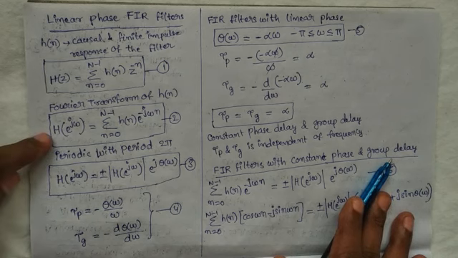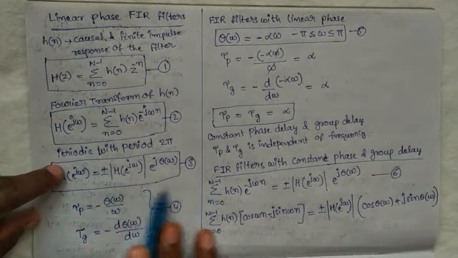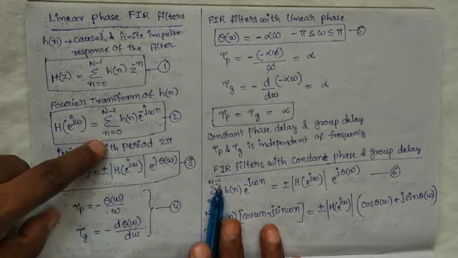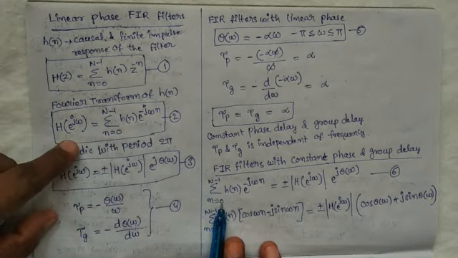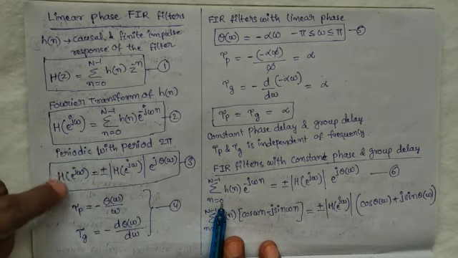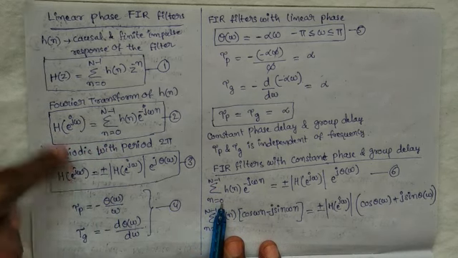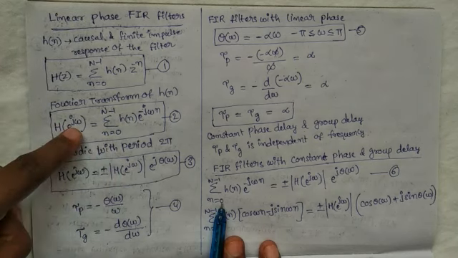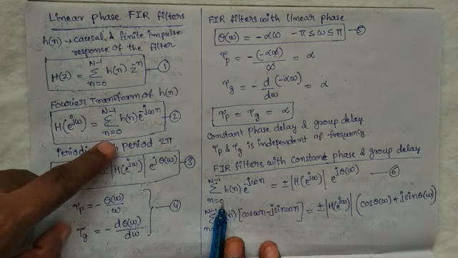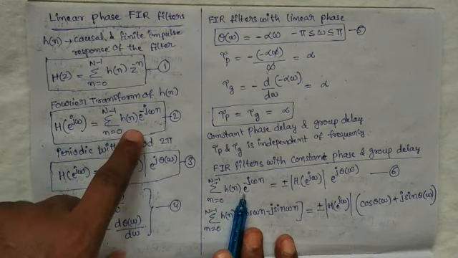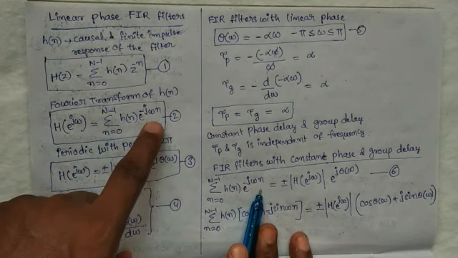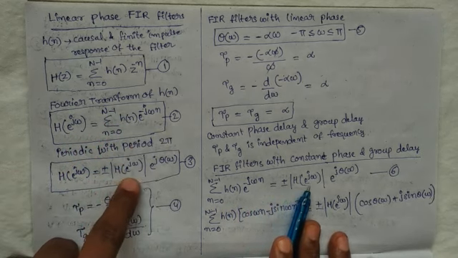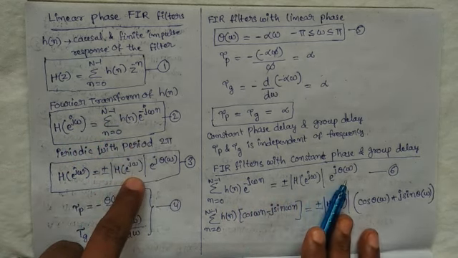Here we are equating equation 2 and 3. We know, summation n equal to 0 to capital N minus 1 h of n into e power minus j omega n, which is equal to plus or minus mod h of e power j omega into e power j theta of omega.